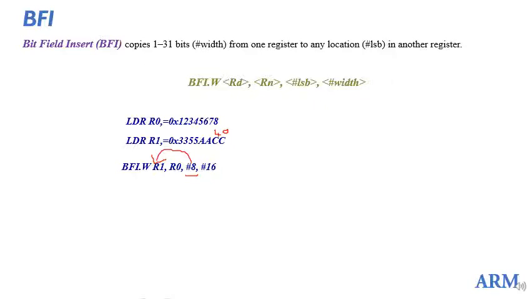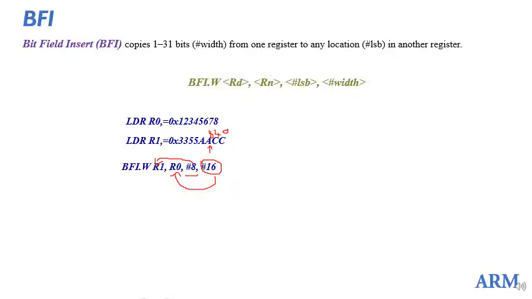So this will start from bit number 4 and this will start from bit number 8. Okay, so this is the point of my interest. Starting from bit number 8 of the destination register, which is R1 here, you have to copy 16 bits of the source register. The source register is given by width. The source register is R0. So from R0, 16 bits you have to copy.